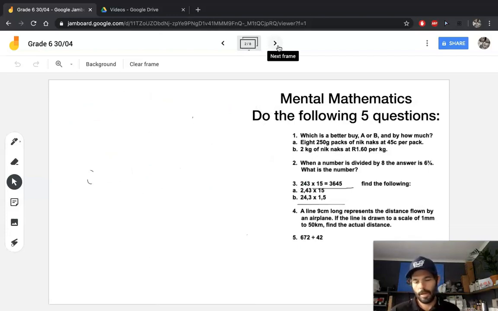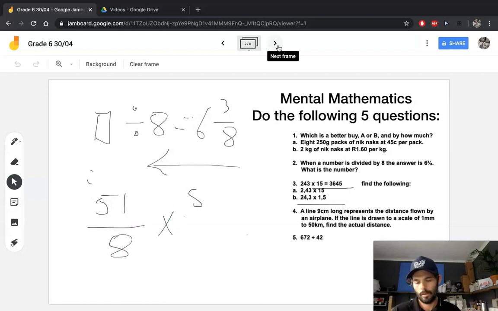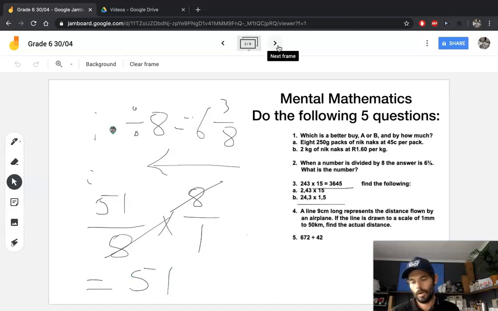So if a number divided by 8 is 6 3/8, so this is what they're saying. Always good to write it down so you can get a visual idea of what they're talking about. So I'm just going to work backwards and go 6 3/8, which is 51 over 8, times 8. They cancel out, and my answer is 51. Okay. So 51 belongs in there. All right. Okay, I think I've covered all of them.